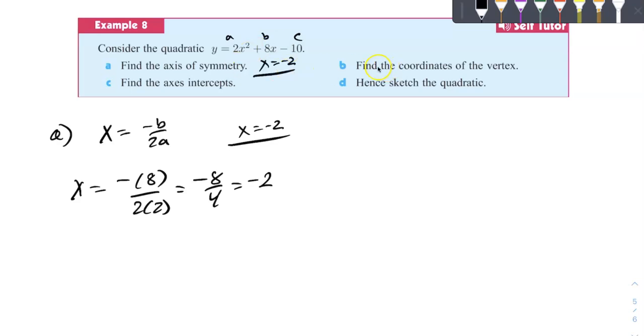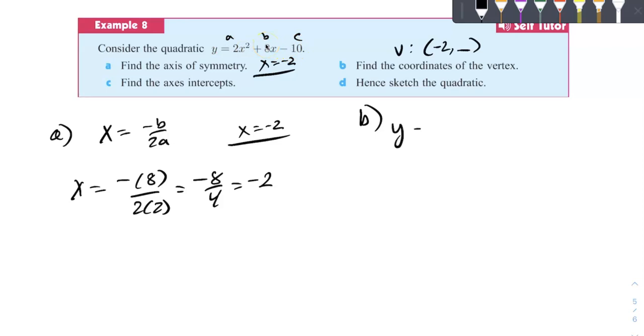Now let's go to this one, find the coordinates of the vertex. And again, I already know part of the vertex. The axis of symmetry is also the x in the vertex. So there we go, got that part. I need to find the y. And the easiest way to find the y is to substitute your x into the equation we have. That's always the case. If you have an x value and want to find the y value, just plug it in. If you have a y value and want to find the x value, just plug it in.